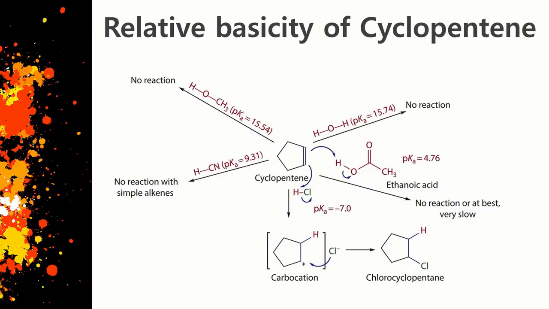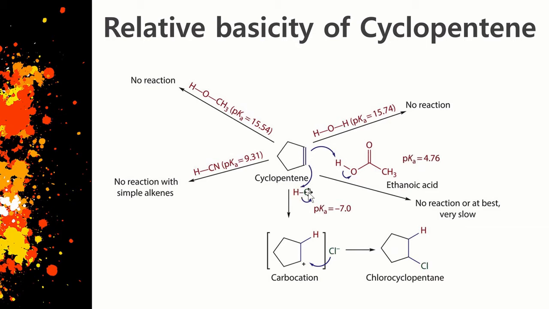All right, so this is another example of the basicity of an alkene, right? This alkene is cyclopentene. So if we tried to react cyclopentene with an alcohol, there would be no reaction. If we put in water, no reaction. And if we tried various other substrates, there'd be no reaction.